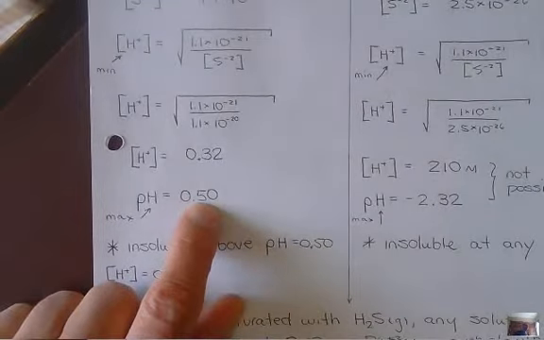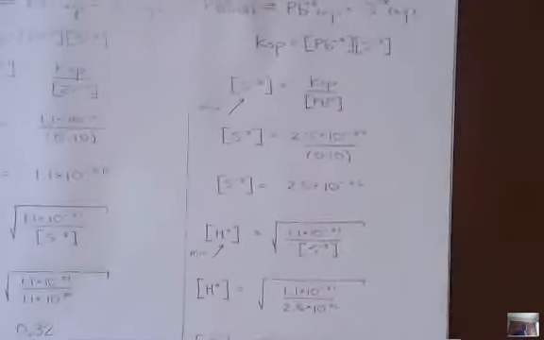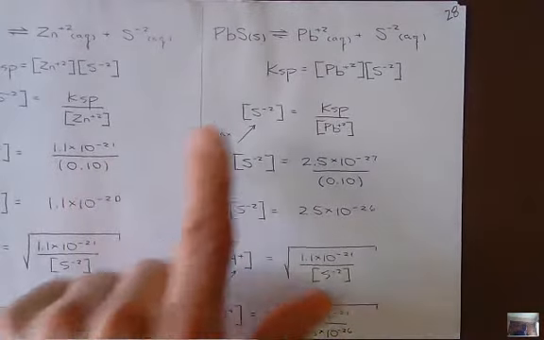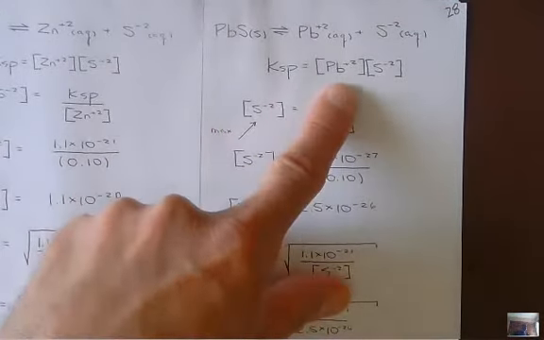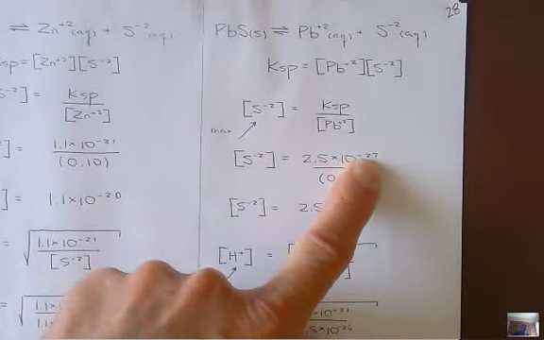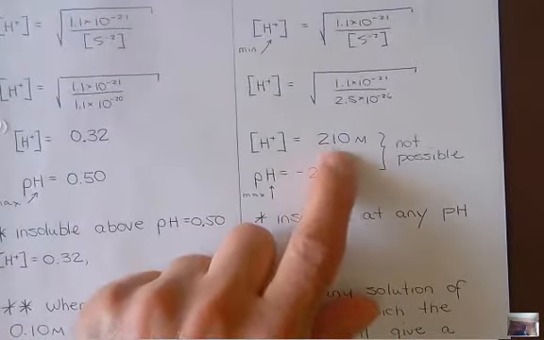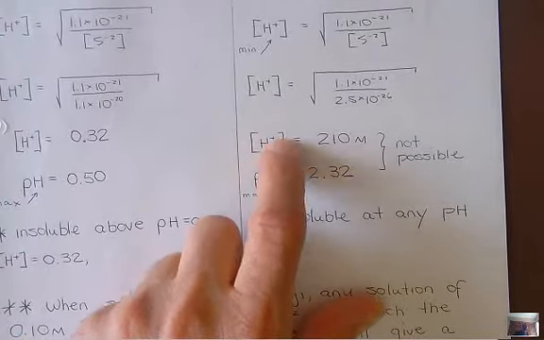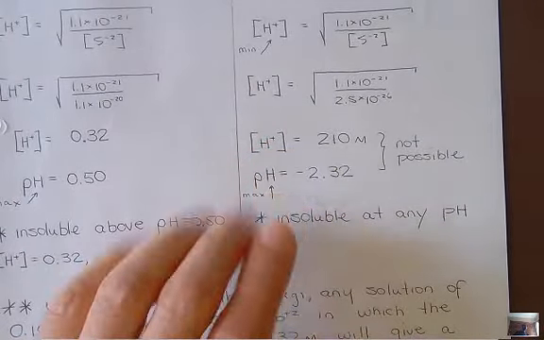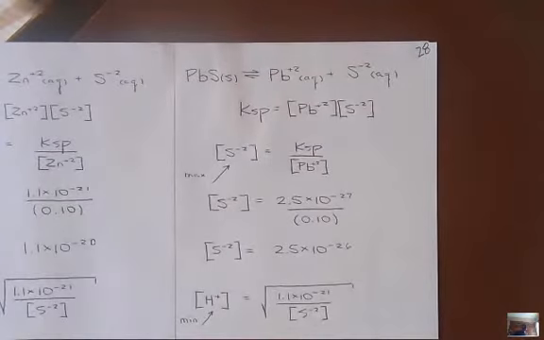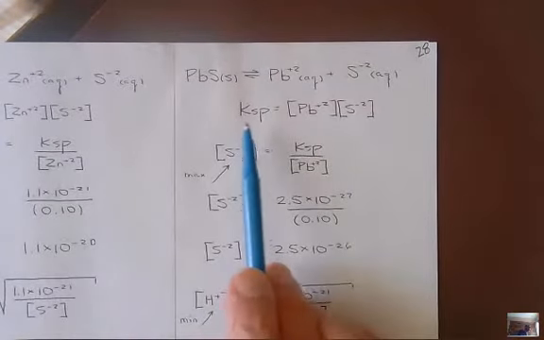The pH is 0.5. Okay, let's do the parallel calculation. The only difference between this one and the other is the Ksp. Lead is even going to be harder to keep in solution. You're going to have to go to an even higher hydrogen ion concentration, and an even lower pH, to keep it in solution under those conditions. So let's go through the analysis.